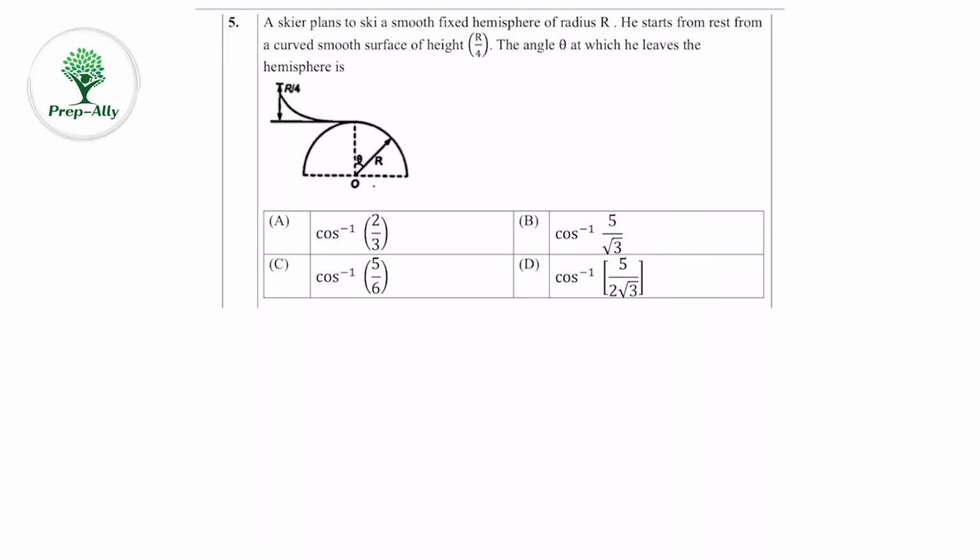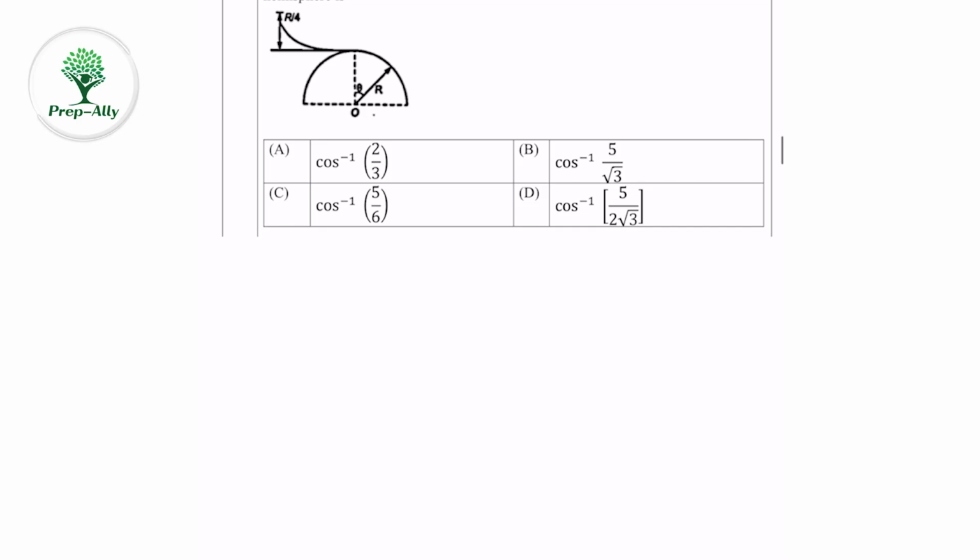Now we are going to solve the fifth question of the PAVE exam. The question says a skier plans to ski a smooth fixed hemisphere of radius r. He starts from rest from a curved smooth surface of height r by h. The angle at which it will leave the hemisphere is. So we'll take this hemisphere itself.